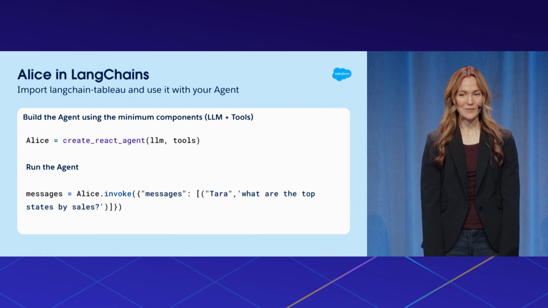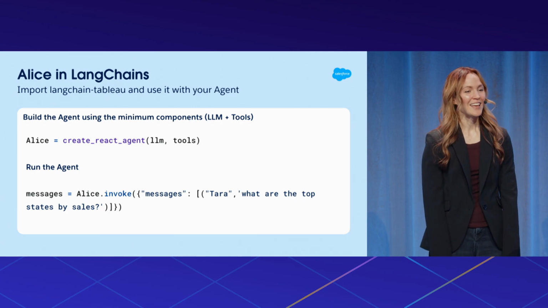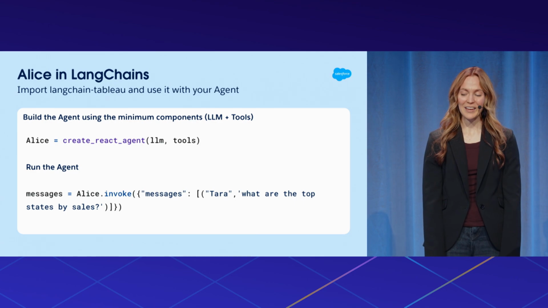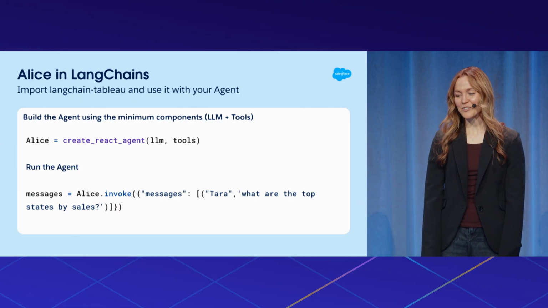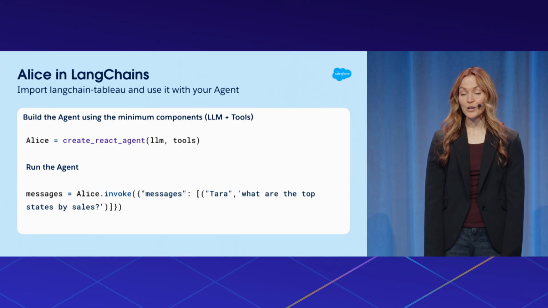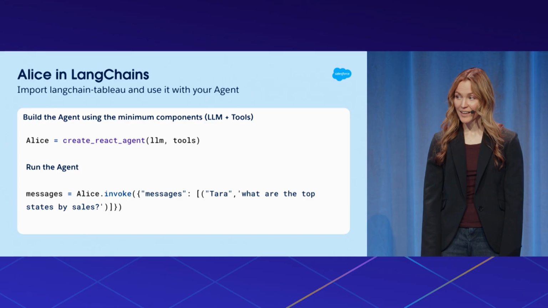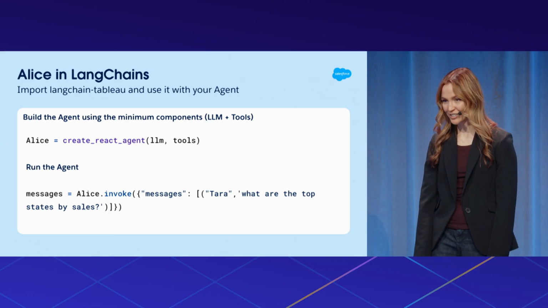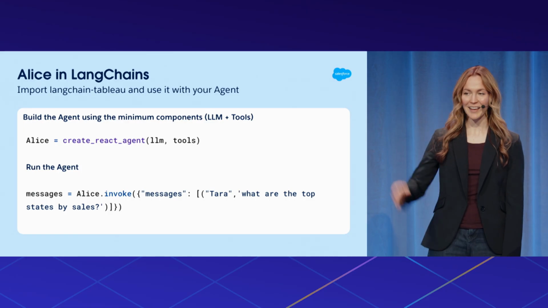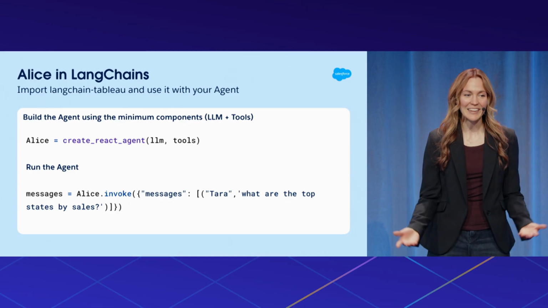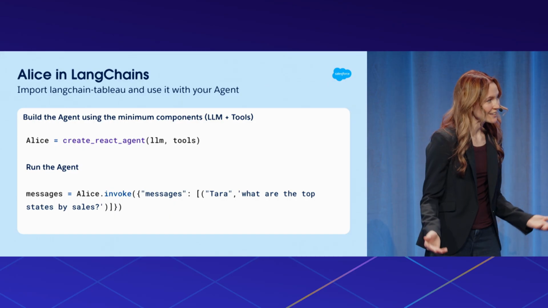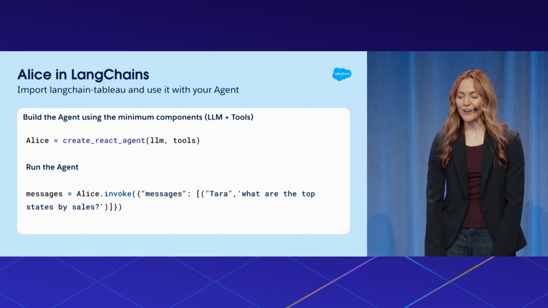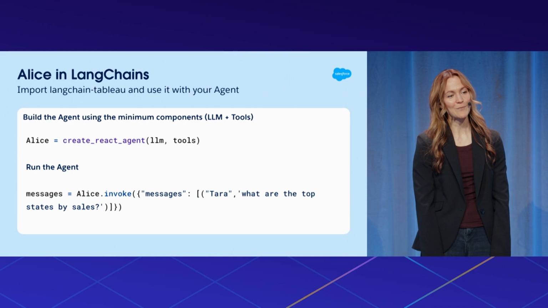Now the fun part. We get to actually build and run our agent. And remember, this time I'm naming my agent Alice, because I want to go ask Alice. So we're going to name Alice, that create React agent, and then we're going to run our agent. So we're going to say messages, we're saying Alice's name again, and we're going to invoke with a message. And you get to name yourself too. So hi, I'm Tara. You can say anything for your name, but I put my real name here this time. And we can ask a question. And I remember Justin wanted to ask, what are our top states by sales? So we typed that question here.